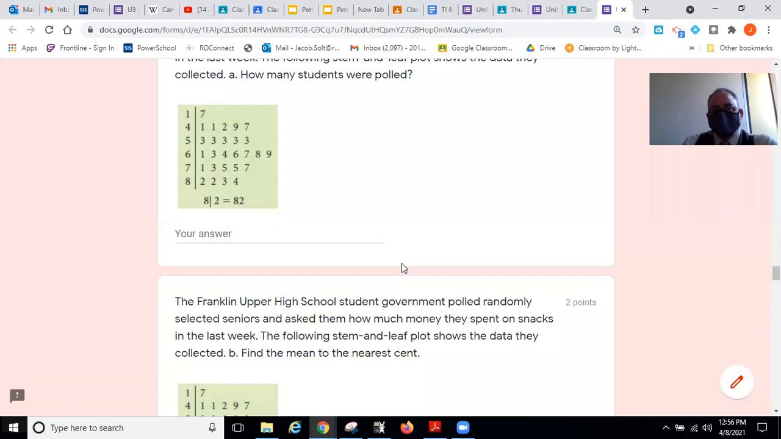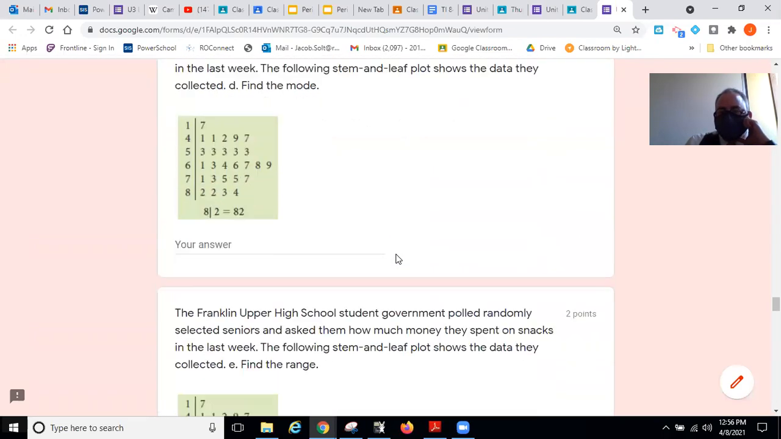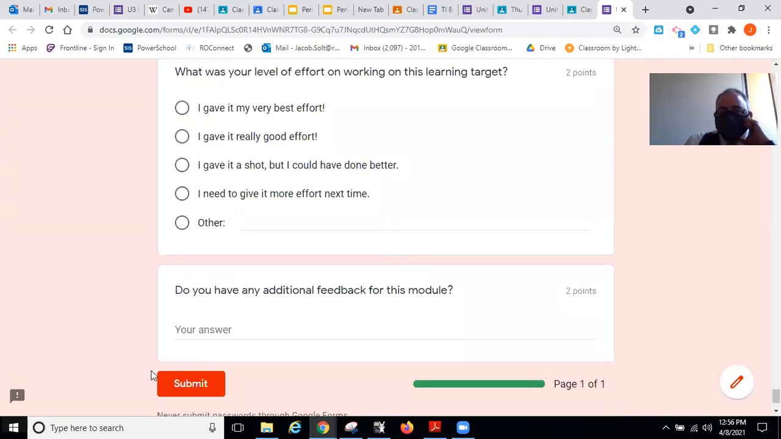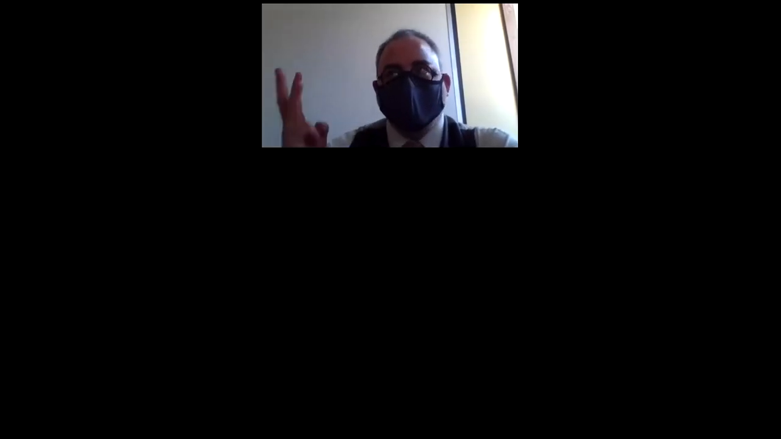And then the other questions are about how much money Franklin Upper School students spent on snacks, the seniors. And it's a stem and leaf plot. You're just going to answer some questions on stem and leaf plots. And then when you're done with that, you're going to click submit at the end of this form. All right. So I'm going to stop sharing. I'm going to check back in with you in about 2 or 3 minutes.